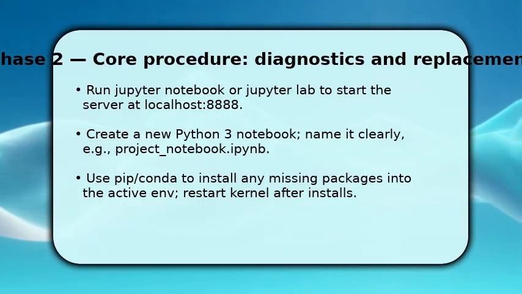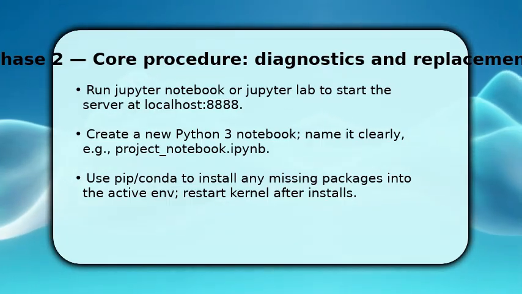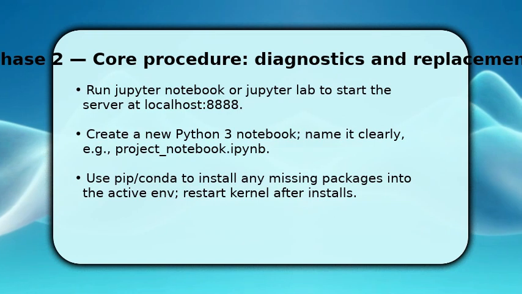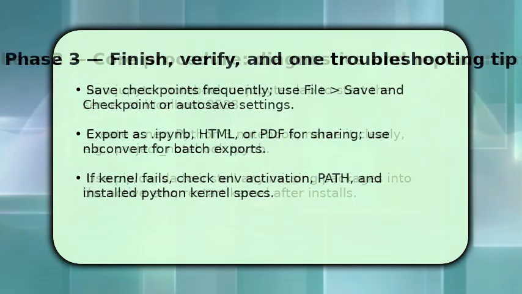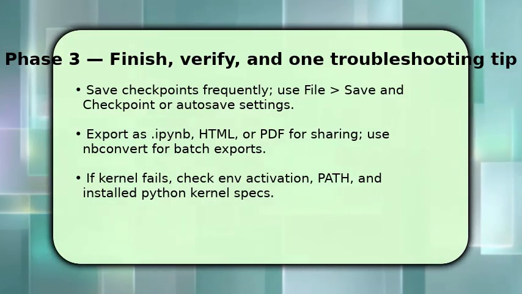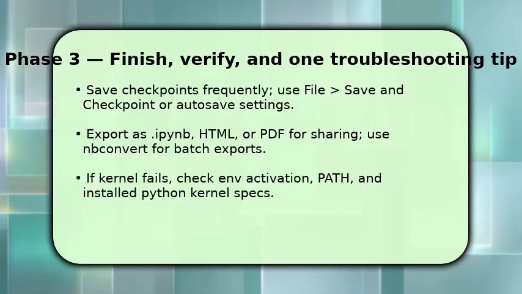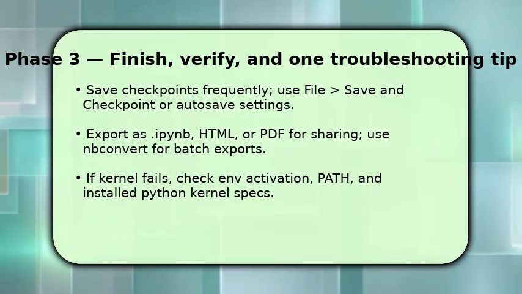If you need extra packages, install them into the same environment and then restart the kernel so the notebook picks them up. This ensures reproducible results and avoids version conflicts later. You finish by organizing cells, adding markdown headers and comments, and running all to confirm outputs. Save a checkpoint and export to ipynb or HTML for sharing, and nbconvert works for automated exports.